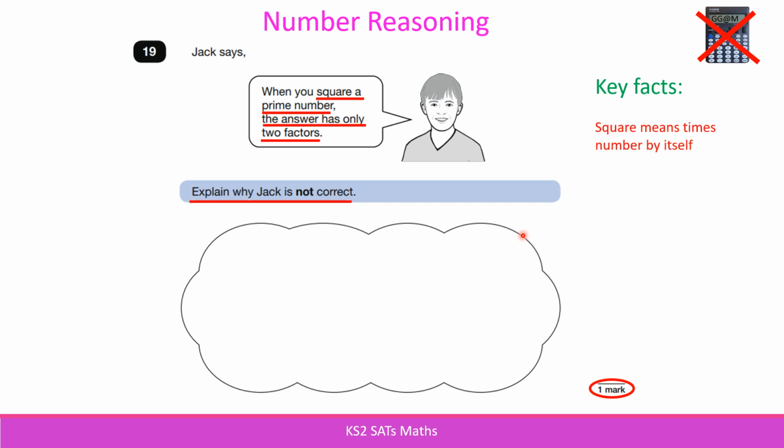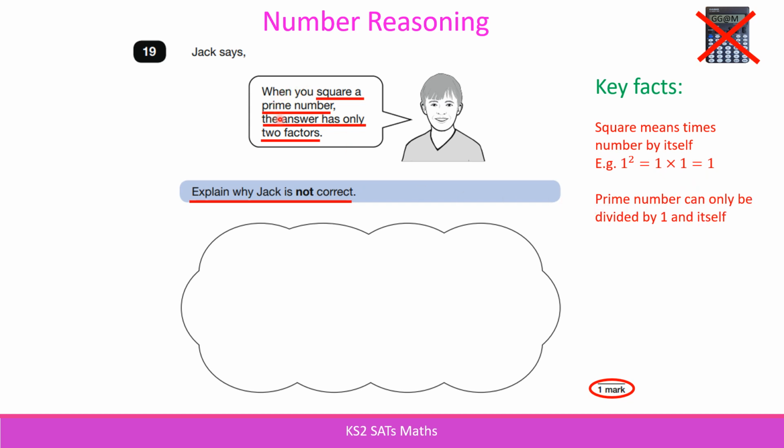So our key facts, we've got a square number. We're told when you square, the word square means times a number by itself. So for example, 1 squared means 1 times 1, which is 1. 2 squared is 2 times 2, which is 4. 3 squared is 3 times 3, which is 9, etc.